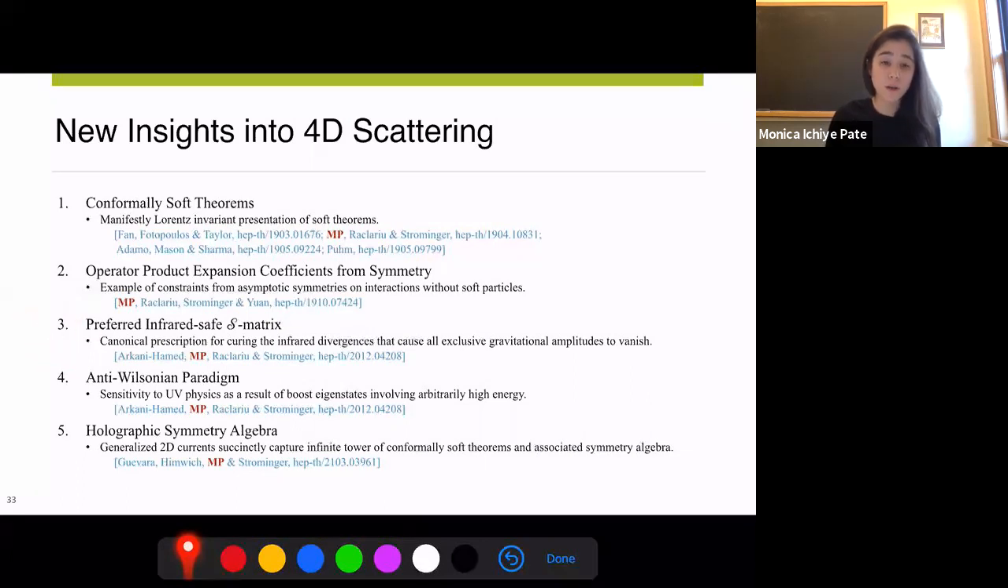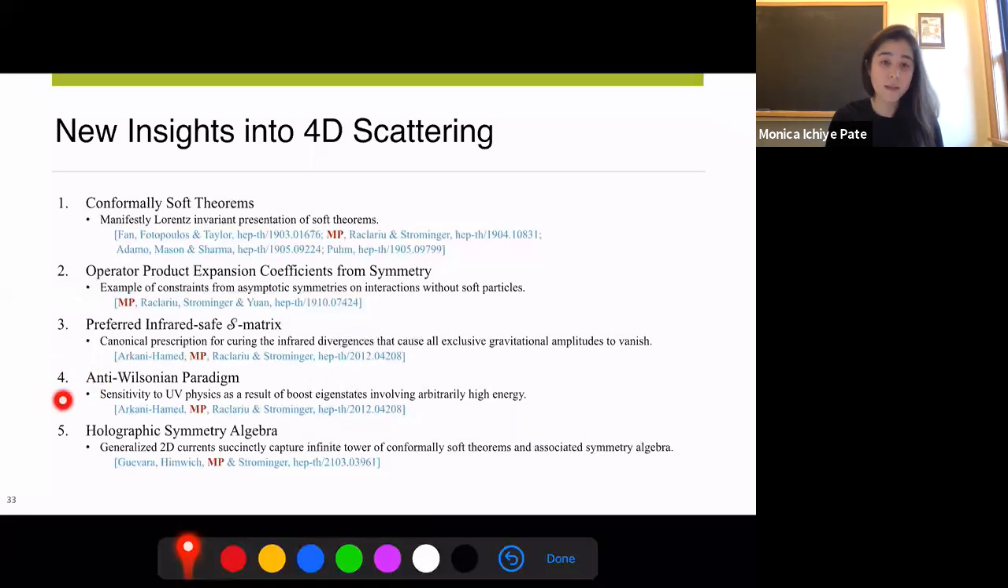So another key result is that there is a canonical prescription for curing infrared divergences that set all exclusive scattering amplitudes to 0. So previously I had mentioned that the symmetry constraints were the guiding principle for constructing infrared safe scattering amplitudes. But in momentum space, there's no uniquely preferred construction, while in boost weight space there is.